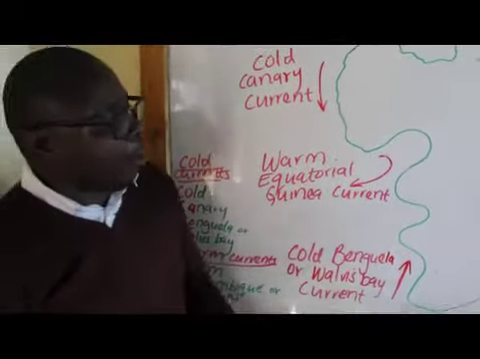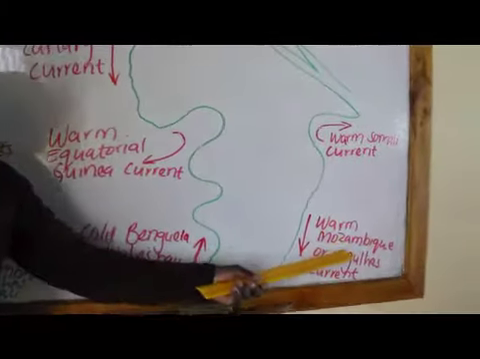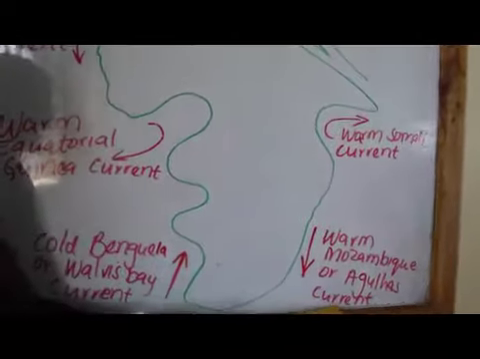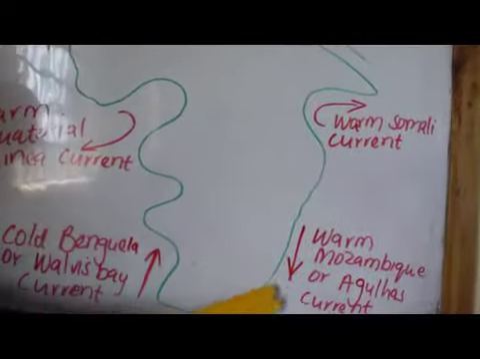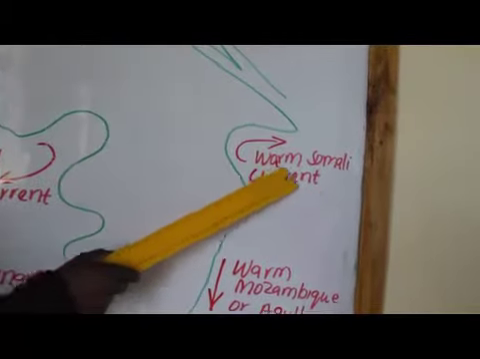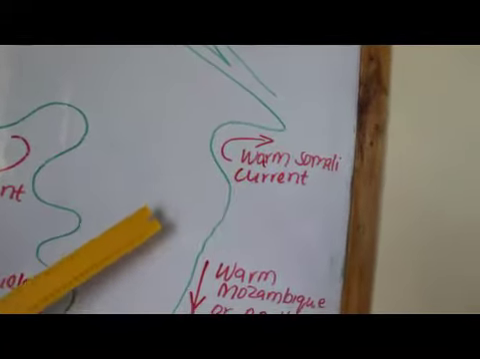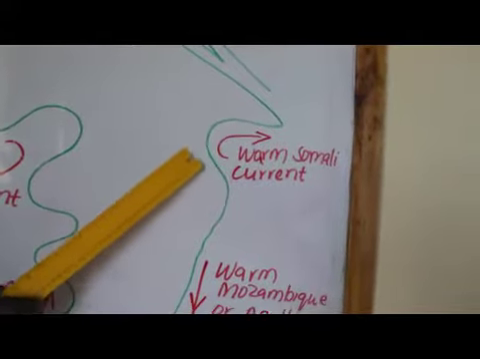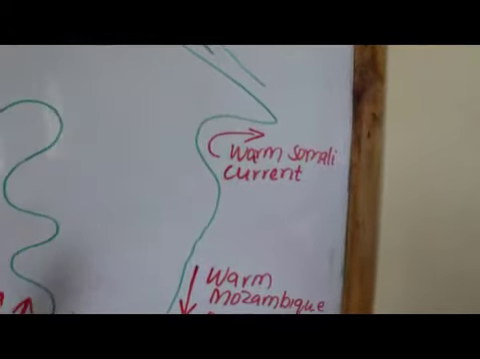Look at another warm current. This is the warm Mozambique or Agulhas current. It is coming from the equator moving towards the pole. Look at the warm Somali current. The warm Somali current is at the equator and leaving the equator towards the pole.